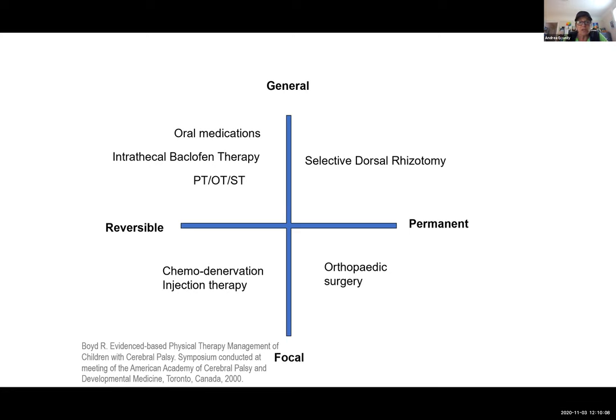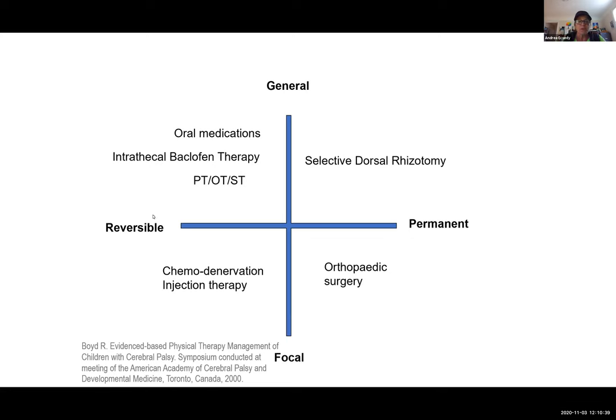So this little grid here shows us that if a person has a general spasticity problem, meaning throughout their entire body, throughout all their lower extremities, maybe an entire side of their body, that would be a general problem. A focal problem down at the bottom of the grid here would be somebody that has it in, let's say, one specific muscle, the plantar flexors, maybe their bicep, maybe just their shoulder, a pec that's pulling their arm across, that's a local or focal problem.